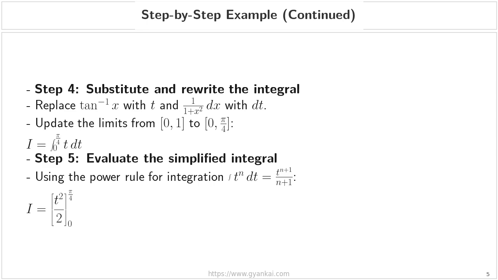Okay, let's move on to slide 5. As we've established in the previous slides, we're tackling this definite integral. I equals integral from 0 to 1 of tan inverse of x divided by 1 plus x squared dx. Remember, we identified that the tan inverse of x was a good candidate for substitution because its derivative, 1 over 1 plus x squared, was also present in the integrand. Step-by-step example continued.